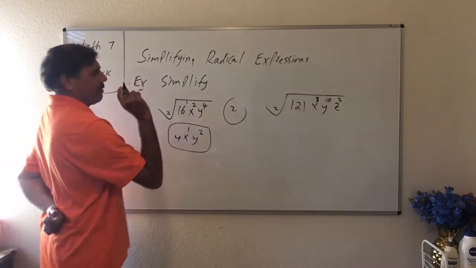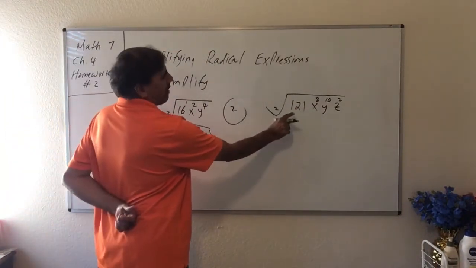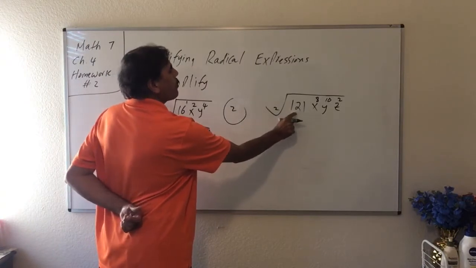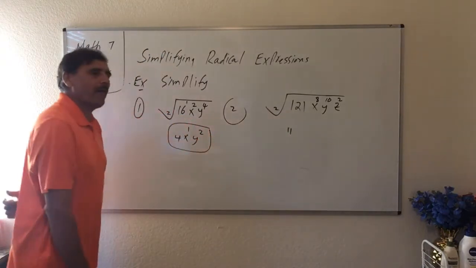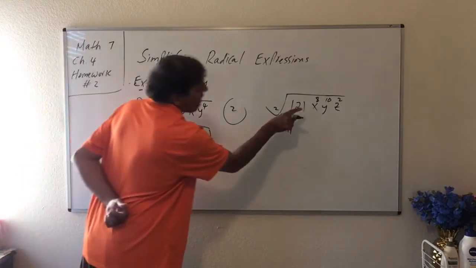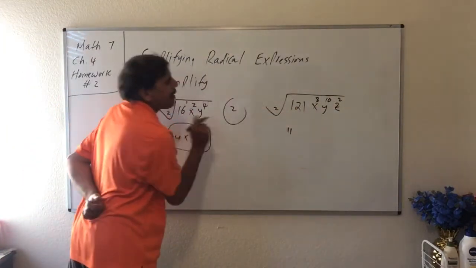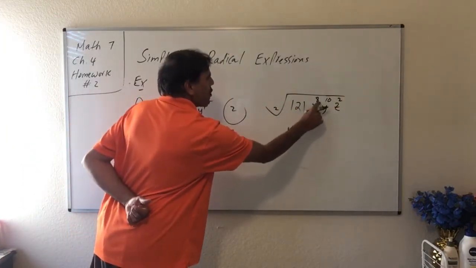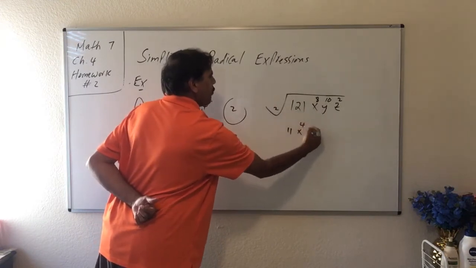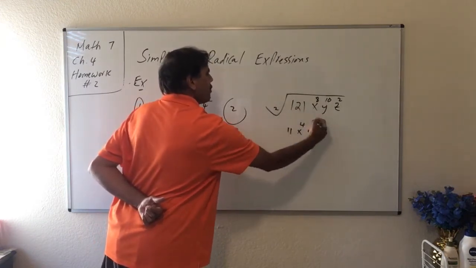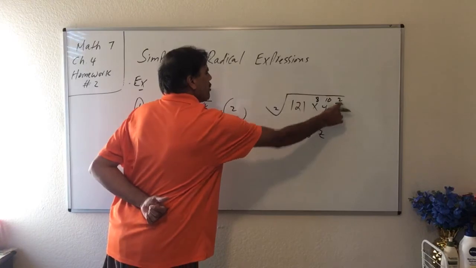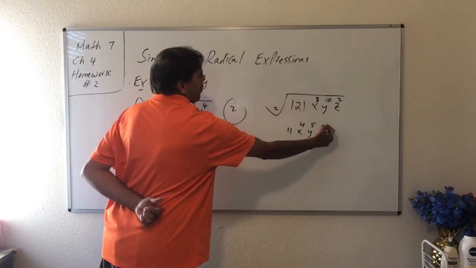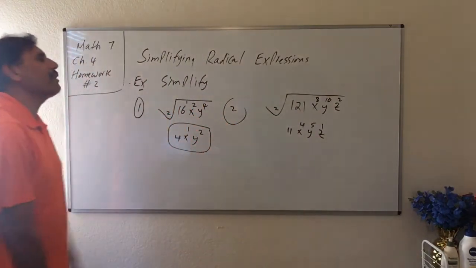So now, look, left to right always. Ask yourself, what is the square root of 121? 11. 121 is done. Now, every time you see a power, you divide by the index. So here, x: 8 divided by 2 is 4. Y: 10 divided by 2 is 5. Z: 2 divided by 2 is 1. You can write 1, this one is optional. So that's the answer.